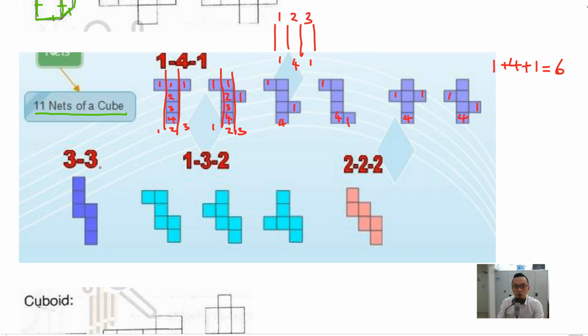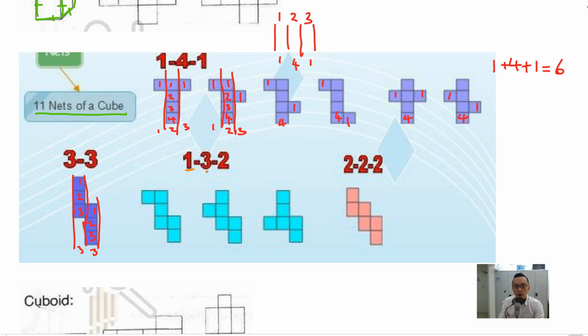The next one that you need to realize is the 3, 3. That means there are 2 columns in all. So this is 3 and 3: 1, 2, 3, 1, 2, 3. This is the second net of a cube.